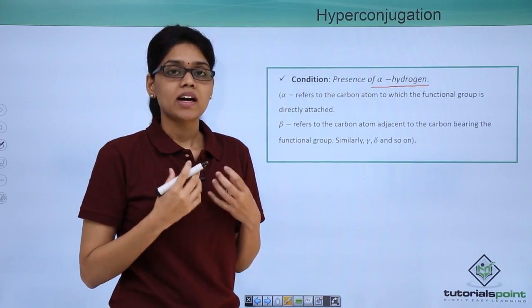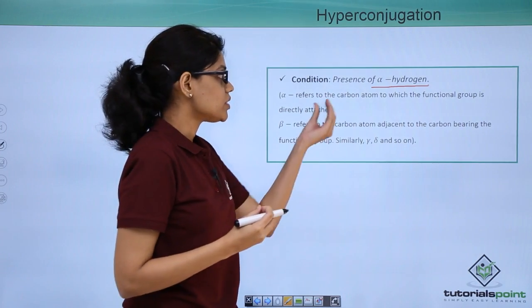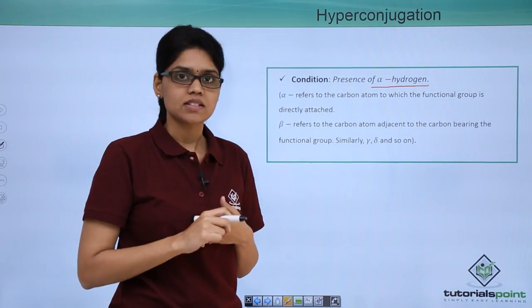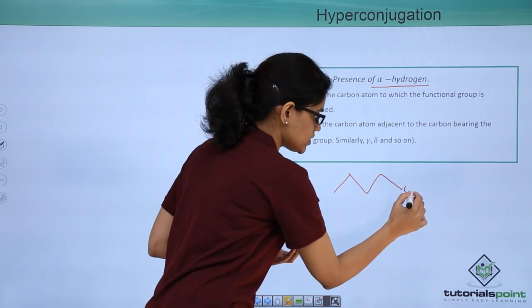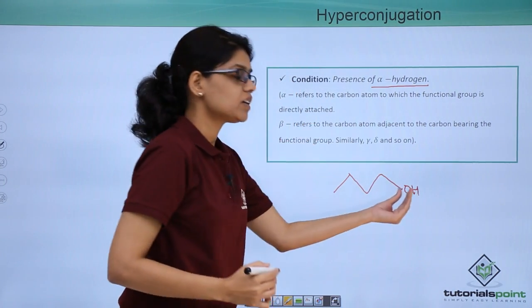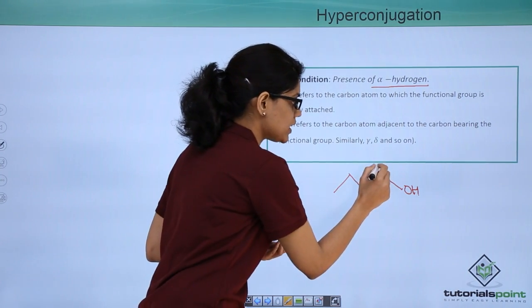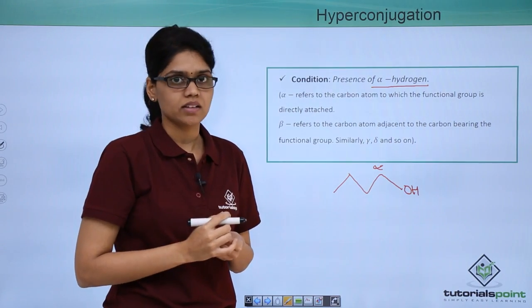So what do we mean by alpha hydrogen, or what do we mean by alpha? Alpha essentially refers to that carbon atom to which a functional group is directly attached. Let's look at an example here. If you have a system like this, we can see that OH is the functional group and alpha refers to this carbon atom, because it is this carbon to which the functional group is directly attached.